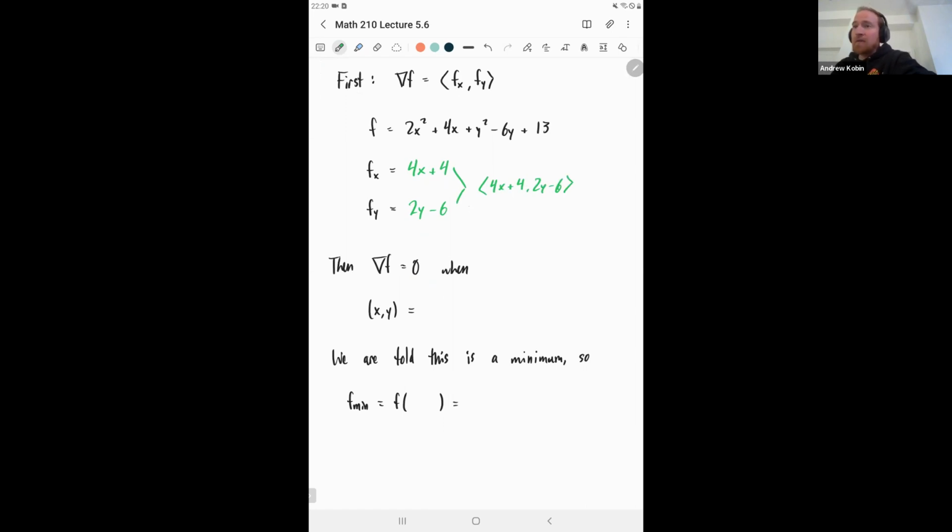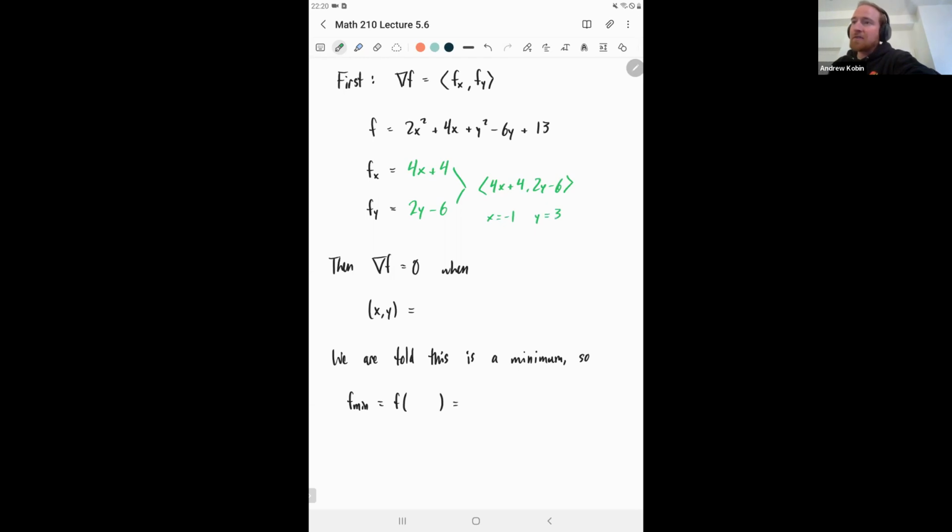Or part 2 of the definition said where this is undefined, but since these are polynomial expressions, these are never undefined. We're only looking for zeros of these two functions. If you look closely, you'll see that the first component is 0 exactly when x equals -1. It's a linear function. You can solve for x pretty easily. And likewise, the second component function happens to be 0 when y is equal to 3.